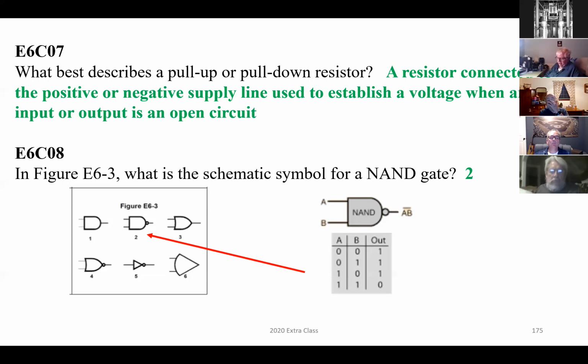Okay, number 8. In figure E6-3, what is the schematic symbol for a NAND gate? That is going to be B, number 2. If you look, number 1 is just an AND gate. And you notice the little circle up front, that's the NOT operator. So the AND becomes a NAND with that.